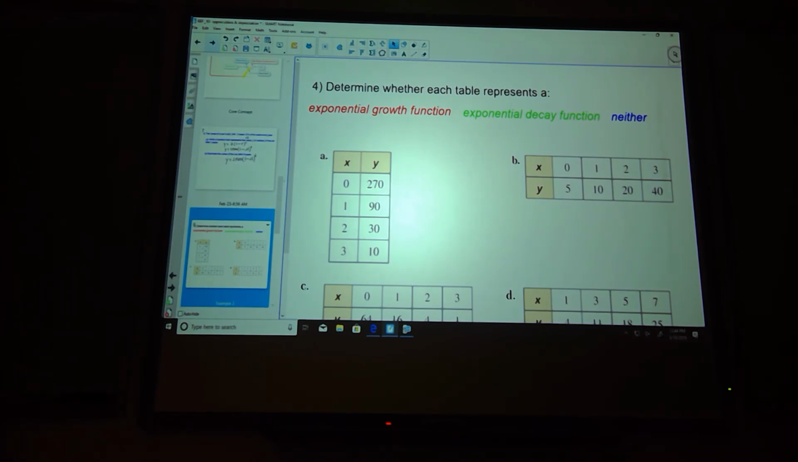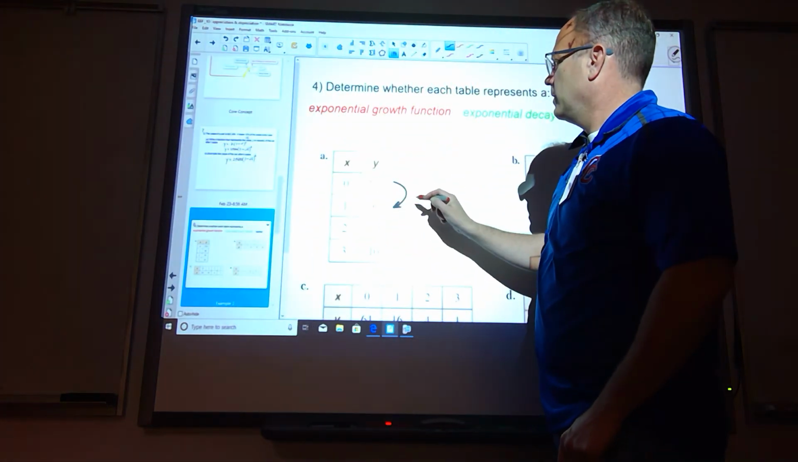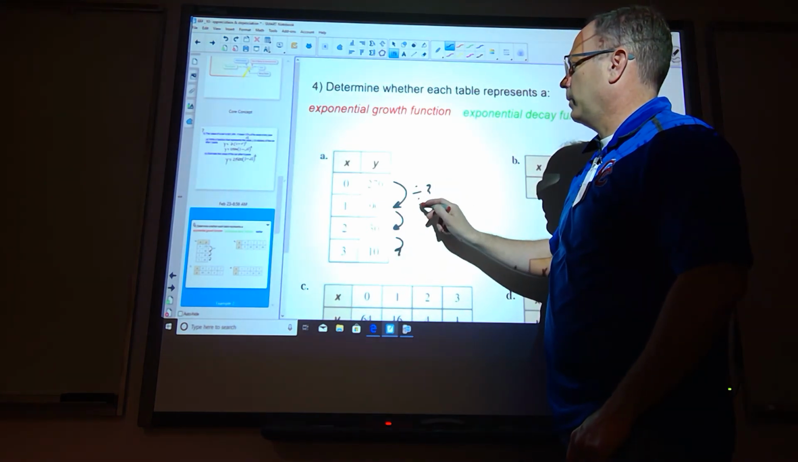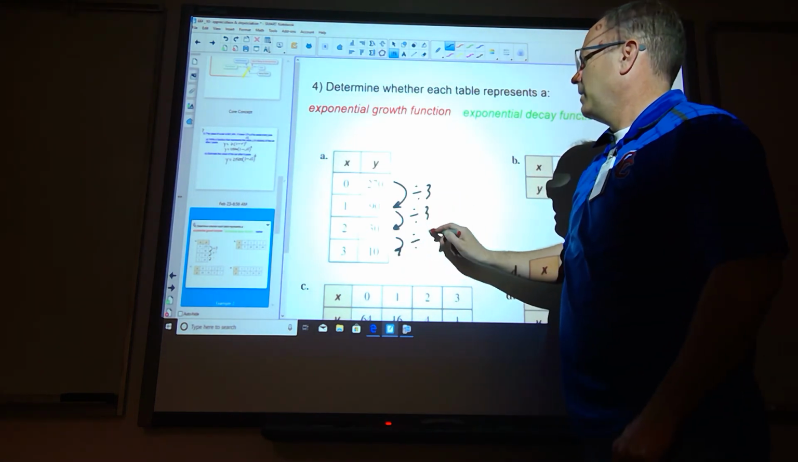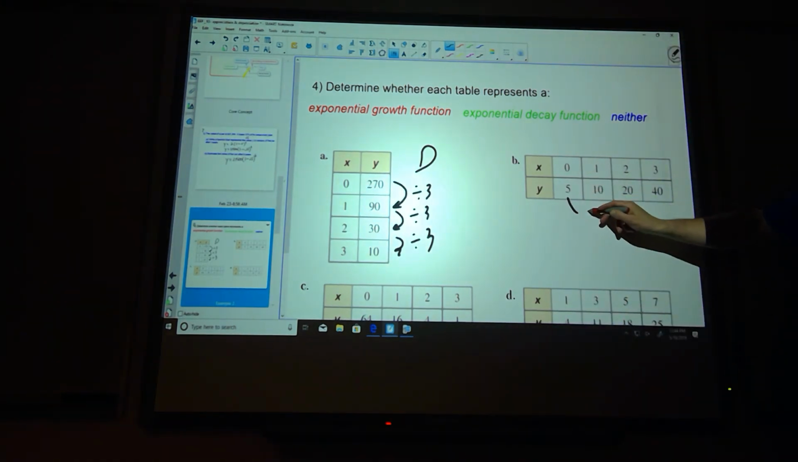All right. Determine if it's growth or decay or neither. So this one, it looks like it's going down by, we're dividing it by 3 each time. I'd say that's decay. I like that. That's a good call. And this one goes up 5, then 10, and 20. I'd say that's growth. You feel okay about those?